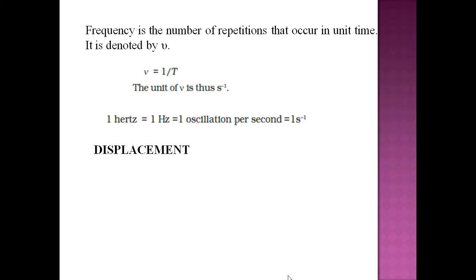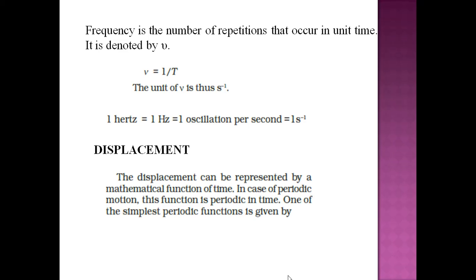Next, let us see what is the displacement of an oscillating particle. Now, the displacement can be represented by a mathematical function of time. In case of periodic motion, this function is periodic in time. One of the simplest periodic functions is given by the equation f(t) equal to A cos omega t.